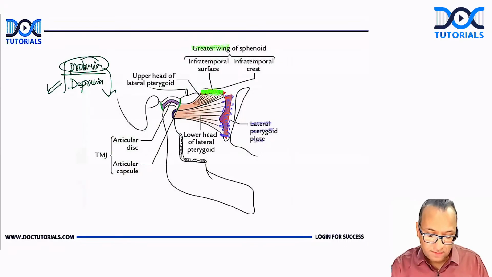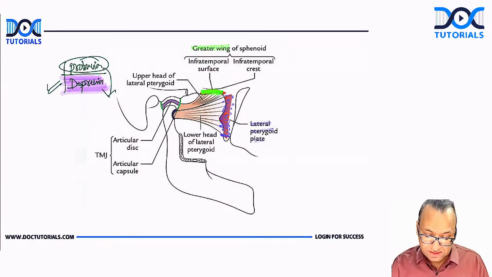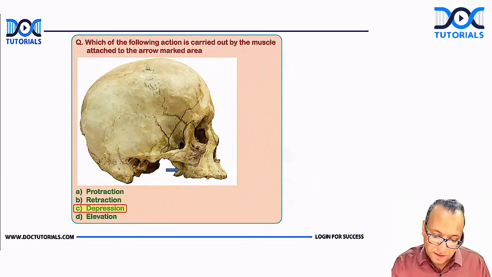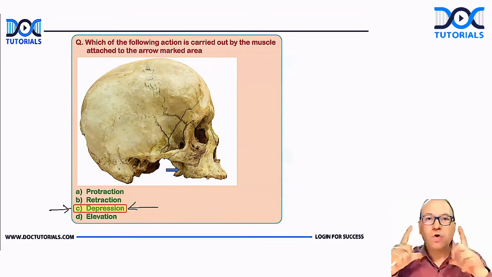The preferable answer, if you ask me, is depression. Maybe it is also a protruder, but what is it protruding for? For depression. So this is not a simple question, and a lot of questions come from the same topic. Muscles of mastication is one important topic, so you should work on that. I'll keep my answer as depression, as it is working for depression. You will depress the mandible to open the mouth.